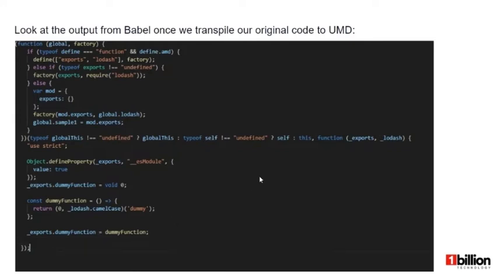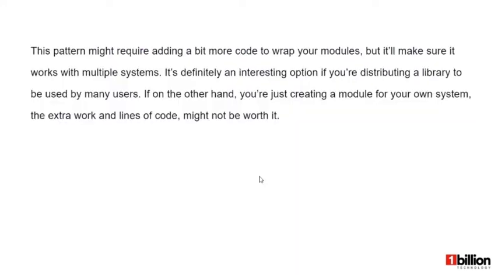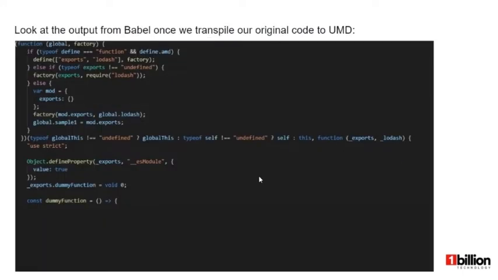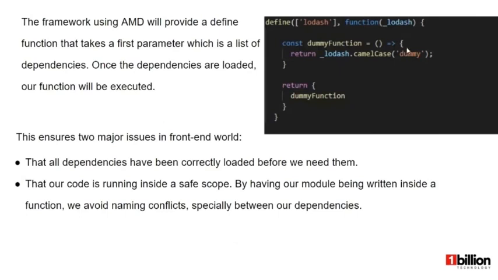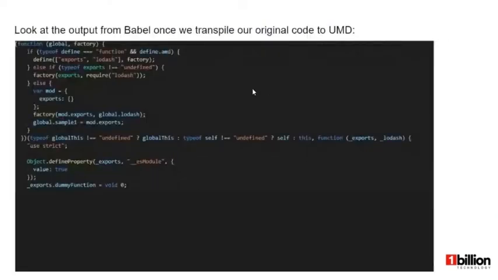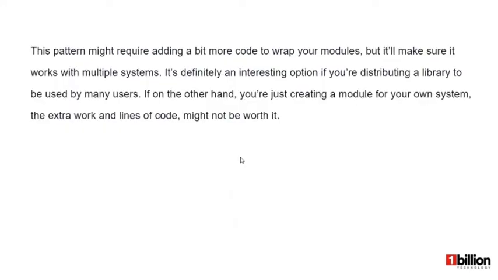The big problem of using this pattern is that it might require adding a bit more code to wrap your module. For example, let me show you: this is what you need to do for AMD, but this is how it becomes UMD in order to do the same thing. So it's a huge wrapper you need to write for multiple systems. In that case, it will be too much coding and too much effort to maintain a library. So people tend not to use this, even though it's a good thing and it will be available universally throughout all of these systems easily. But the problem is the extra lines and extra effort needed to do this.